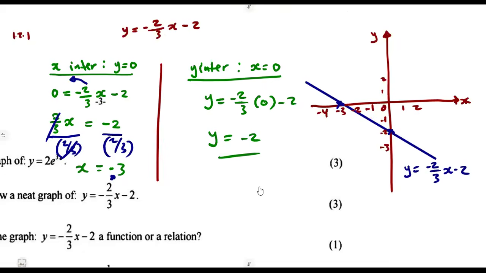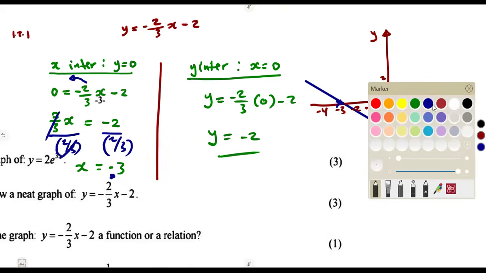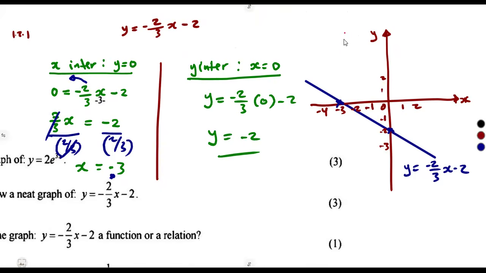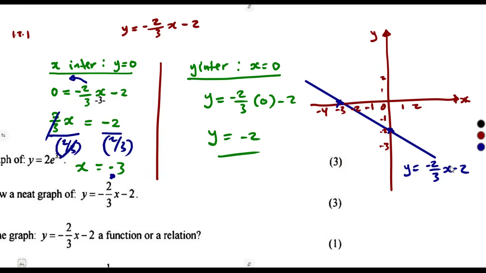So remember, it is easier for us to test for a function because we can use the vertical line test. So using the vertical line test, we were going to just consider a vertical line. As you can see, if you draw a vertical line, it meets the line at what? At one point. It is only at one point where the vertical line and the line that we have drawn meet.